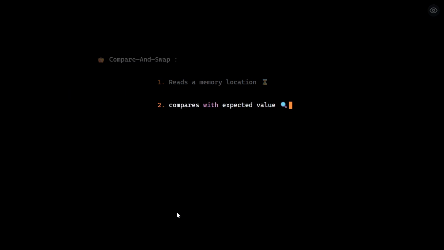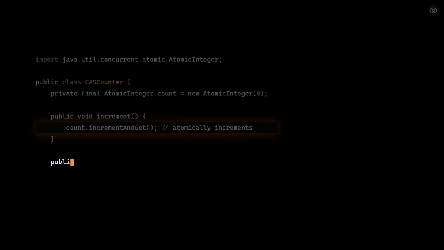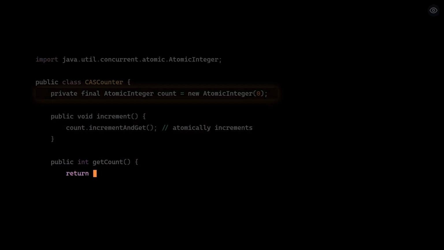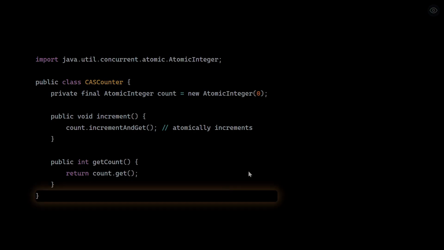Let's see how. CAS is a single hardware instruction that does three things in one atomic step. It reads a memory location, compares it to an expected value, and if they match, writes a new value. If they don't match, it does nothing but tells you it failed. No locks, no context switches, just a quick check and update. Let's look at a classical example, incrementing a counter with AtomicInteger. Let's see what happens under the hood.